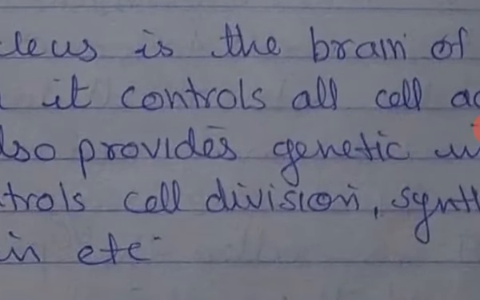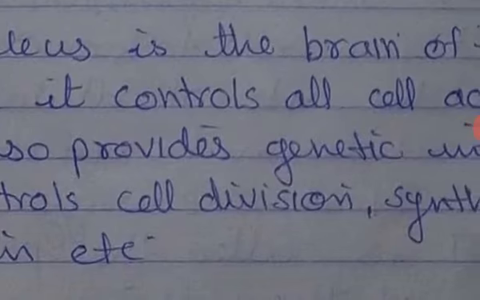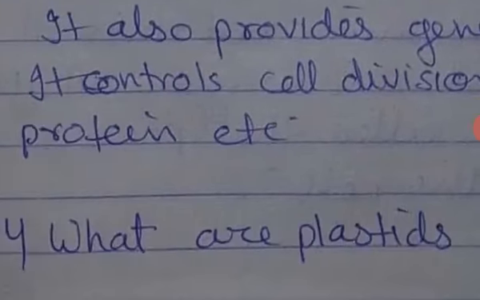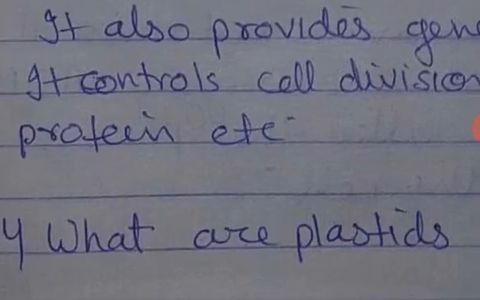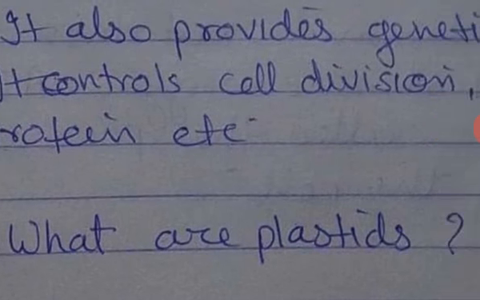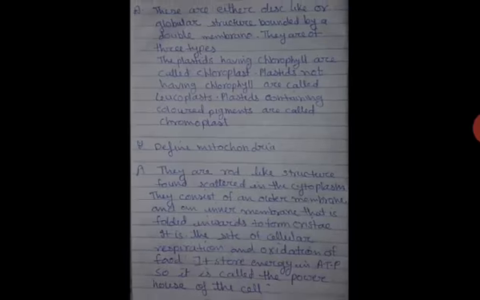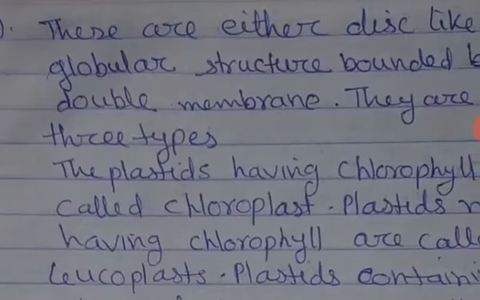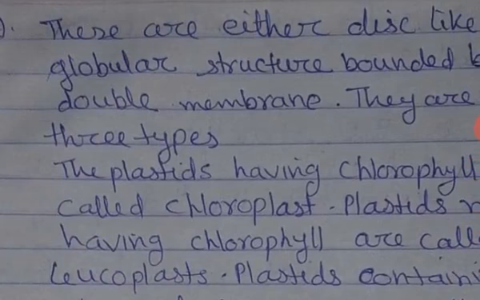Define the nucleus. State its main function. Nucleus is membrane bound. Nucleus is the brain of the cell, and it controls all the cell activities. It also provides the genetic information. It controls the cell division, synthesis of protein, etc. And question number 4, what is plastid?